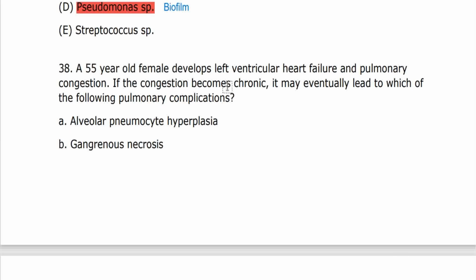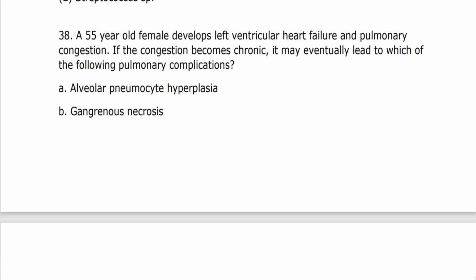A 55-year-old female develops left ventricular heart failure and pulmonary congestion. If the congestion becomes chronic, it may eventually lead to which of the following pulmonary complications? The question here is trying to test our knowledge of what would happen if there's recurrent backflow of blood towards the pulmonary system. You expect that there will be pulmonary hypertension. Eventually the vessels and the interstitium should thicken. That's what you should expect because of the recurrent congestion.